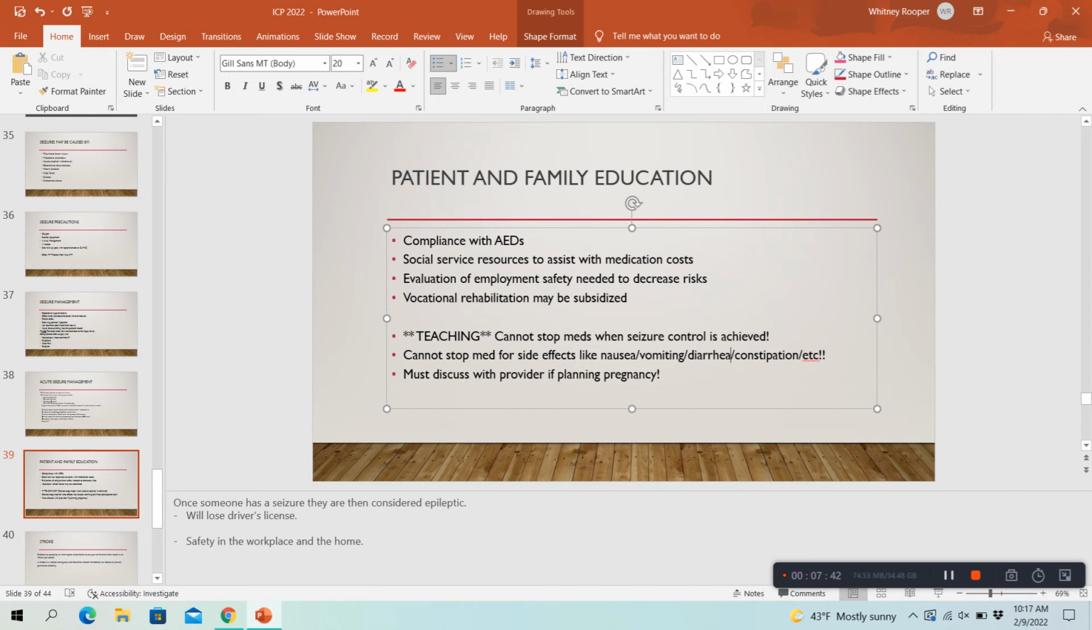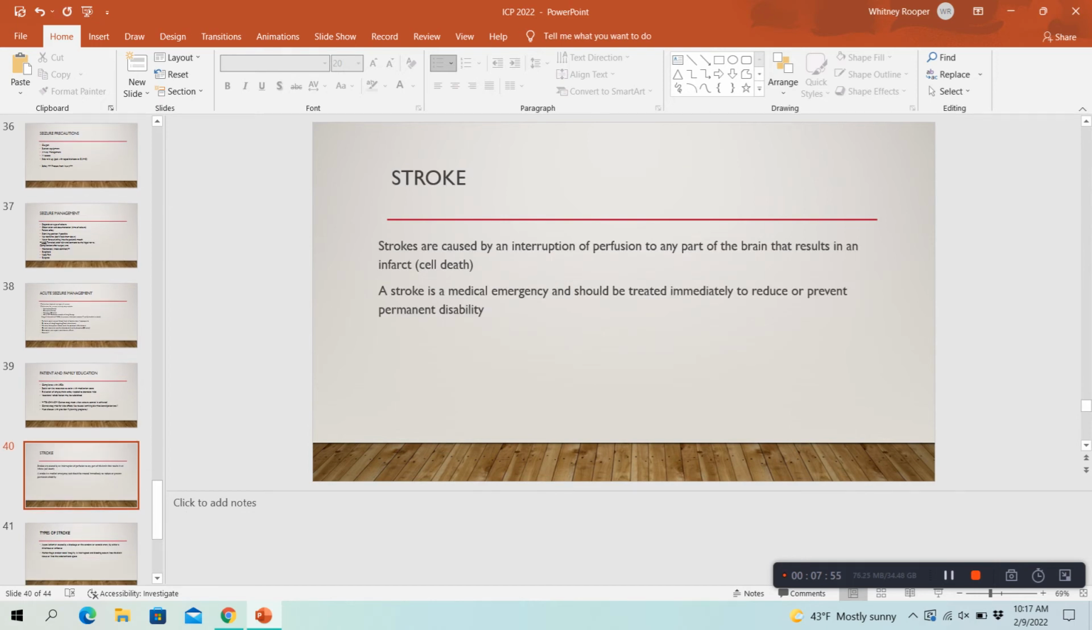You all went over meningitis last semester, right? Pretty much. And you go over it with Dr. Sager and infections. So I'm not going over that. We're going to go to strokes.